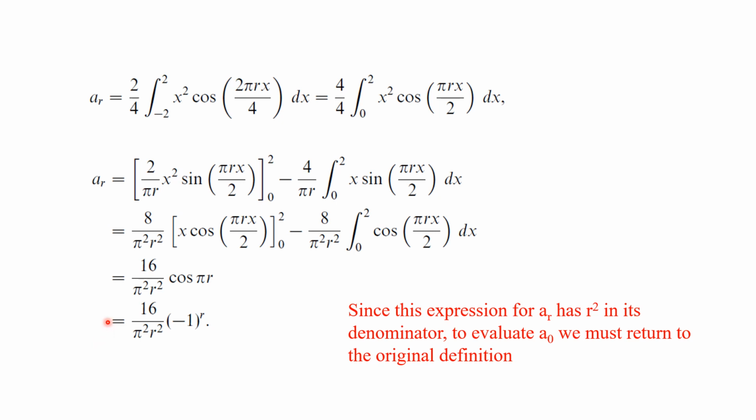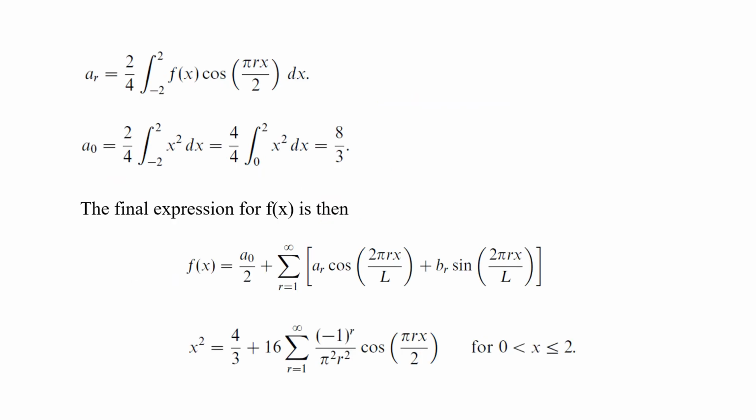As you can see, if you want to evaluate your a_0, or your a naught, since you have an r squared term here, 16 over 0 is undefined. So to evaluate your a naught, we must return to the original definition. So this is again your original definition. Let's find a naught, when your r is equal to 0. When r is equal to 0, cosine 0 is 1, so you're just left with x squared dx. Evaluating this integral, you get 8 over 3.